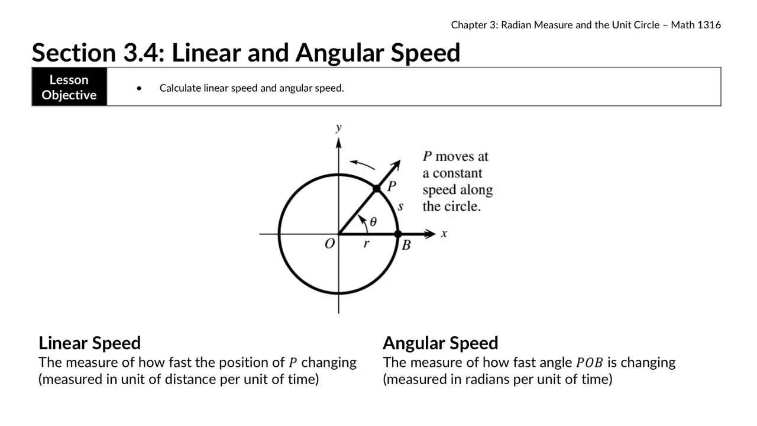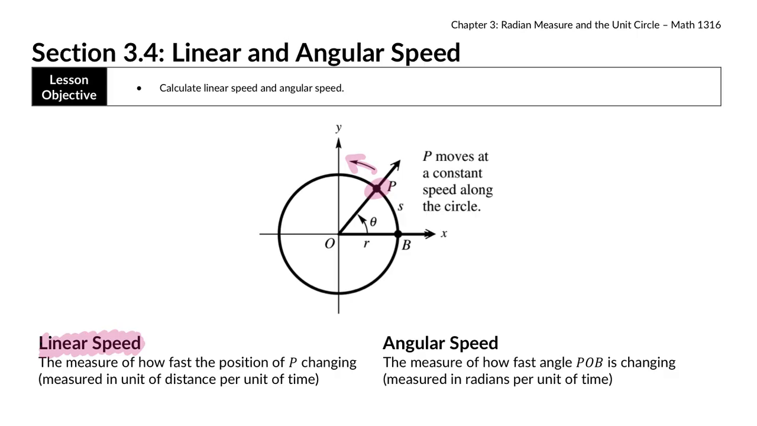Linear speed is the measure of how fast the position of point P, right here, is changing, measured in a unit of distance per unit of time. Think of it like velocity, though I don't want to call it velocity because it's not. So this is going to be miles per hour, feet per second, things like that that you would measure velocity. If you were an object this far away from the center of rotation, how fast would you be traveling around the circle? That's what linear speed is answering.